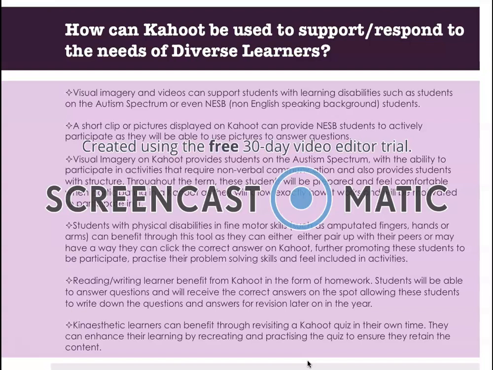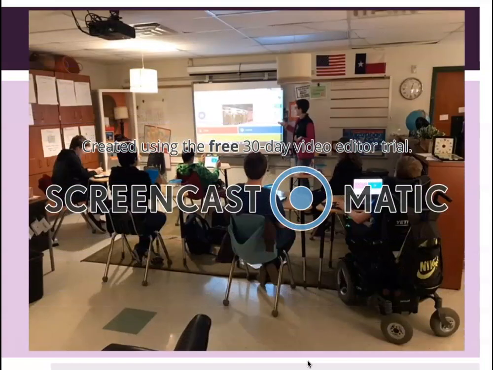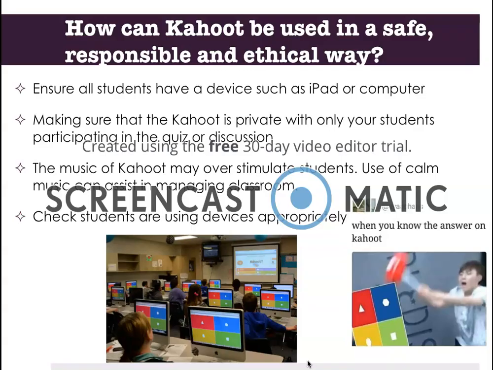Kahoot can also be used when assigning homework to students, as it will allow students to revise and reinforce what they have just learnt in class. So for read-write students, they will be able to write down the questions and answers from the Kahoot as they learn better that way. Visual learners can revise the quiz as they learn better from seeing things for themselves, and kinesthetic learners can benefit as they can revisit the same Kahoot quiz and redo it as they retain info better by creating and practicing. So here's just a picture.